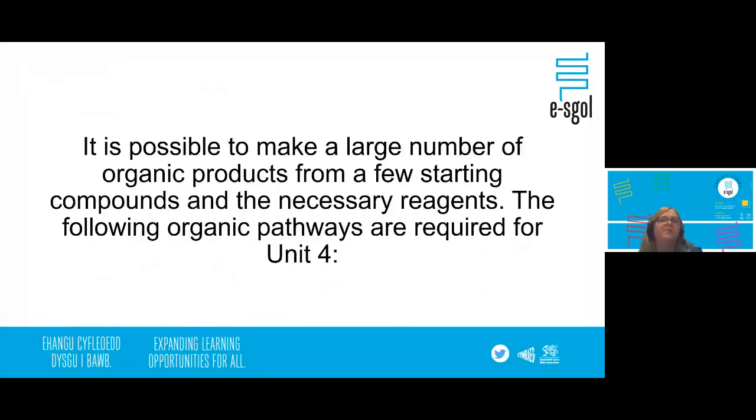Now, it's possible to make a large number of organic products from very few starting compounds, and you need to know, and this is the key thing, they're very, very keen on you knowing what reagents are needed and the conditions required, okay? So again, I'm going to run through them, but not dwelling on any of the content in particular, because you can do that at your leisure after this evening, okay?